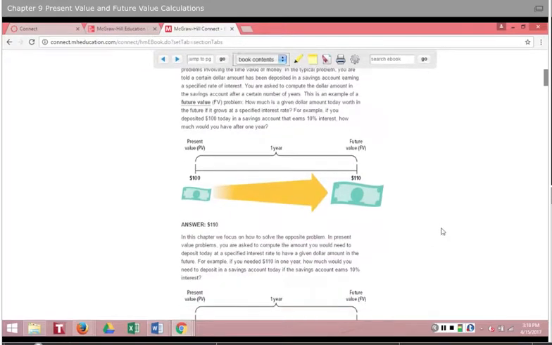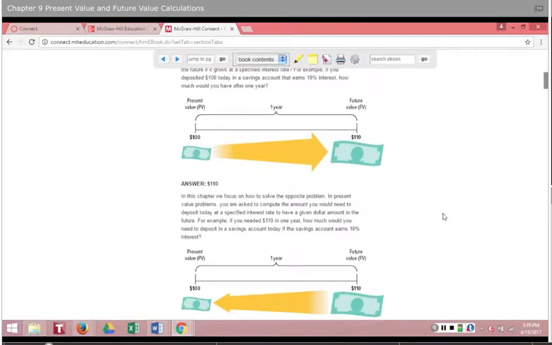And again, they give you a little example. And before I forget, on the Canvas webpage, under Chapter 9, I've given you some examples of business-related present and future value problems and the solutions. So you might want to play around with those and take a look at them. But we'll also be looking at some examples here.